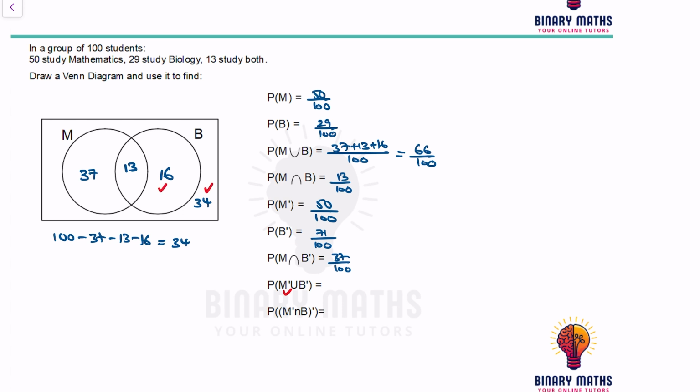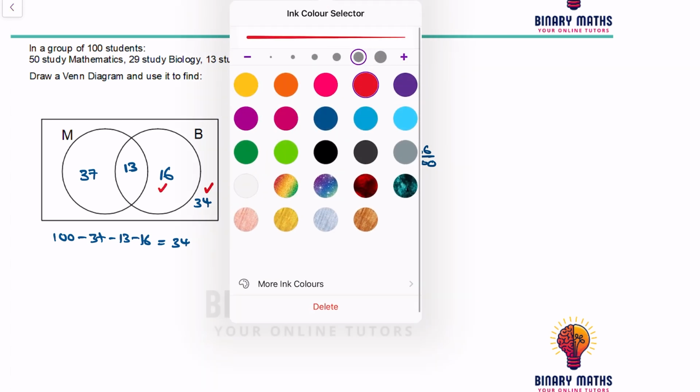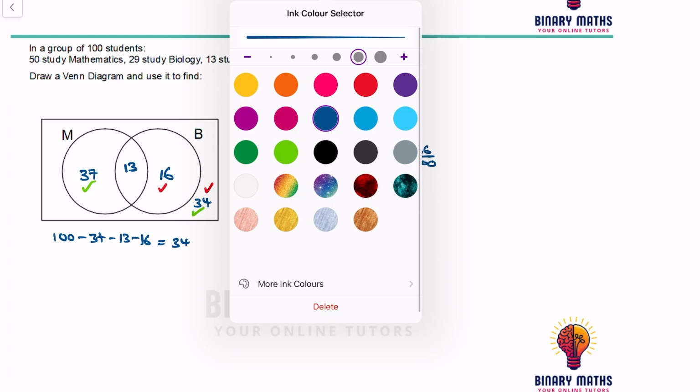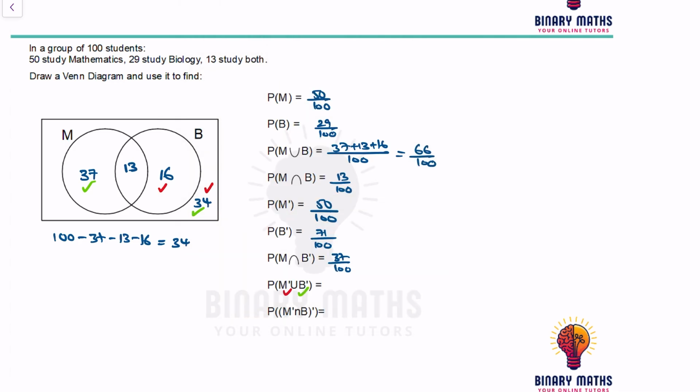So here and here. And if I use a different color, everything that's not B is this one and that one. So all we have to do is add, no matter which color, because union, it doesn't matter as long as you've got a tick, you include it. So 37 plus 34 plus 16 out of 100, which gives us 87 out of 100.